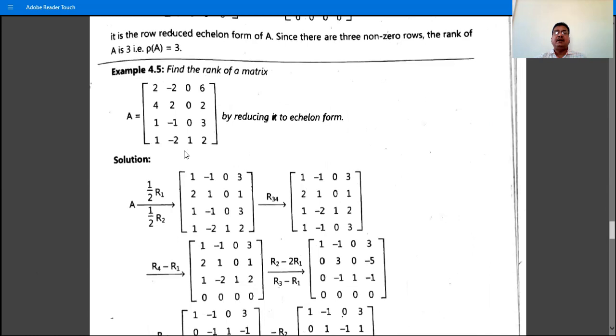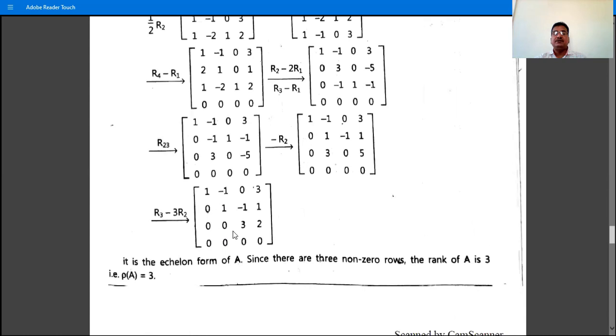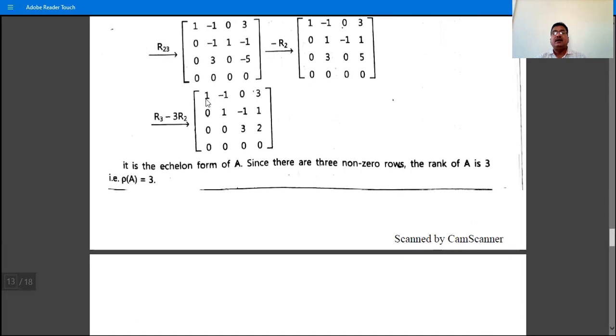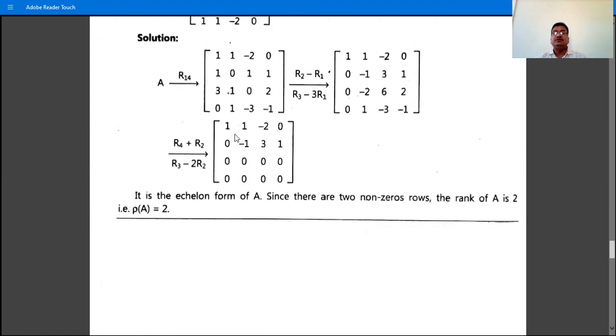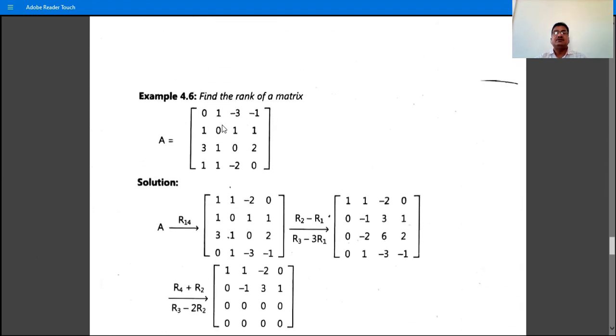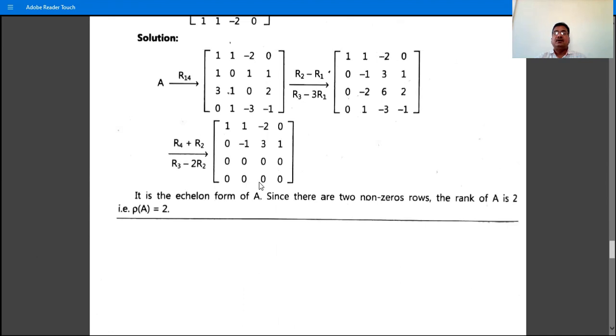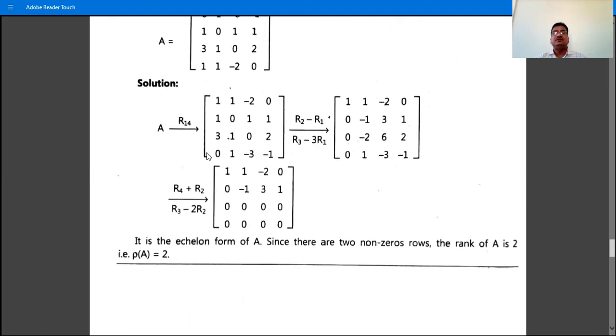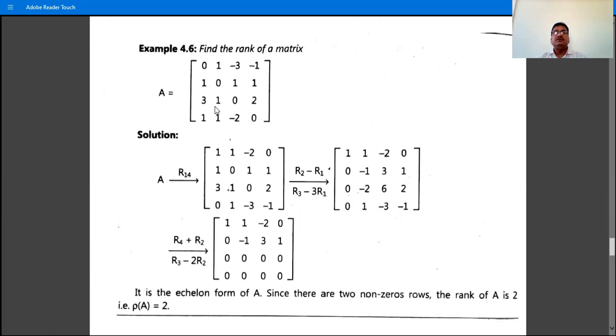Similarly, find the rank of the matrix by reducing it to its echelon form or row echelon form. This is the row echelon form. This is not reduced row echelon form. This is just row echelon form. Again, the number of non-zero rows is 3, and therefore the rank of A is 3. Find the rank of this matrix by reducing it to row echelon form or reduced row echelon form. This is the echelon form, and there are 2 non-zero rows, therefore the rank of A is 2.